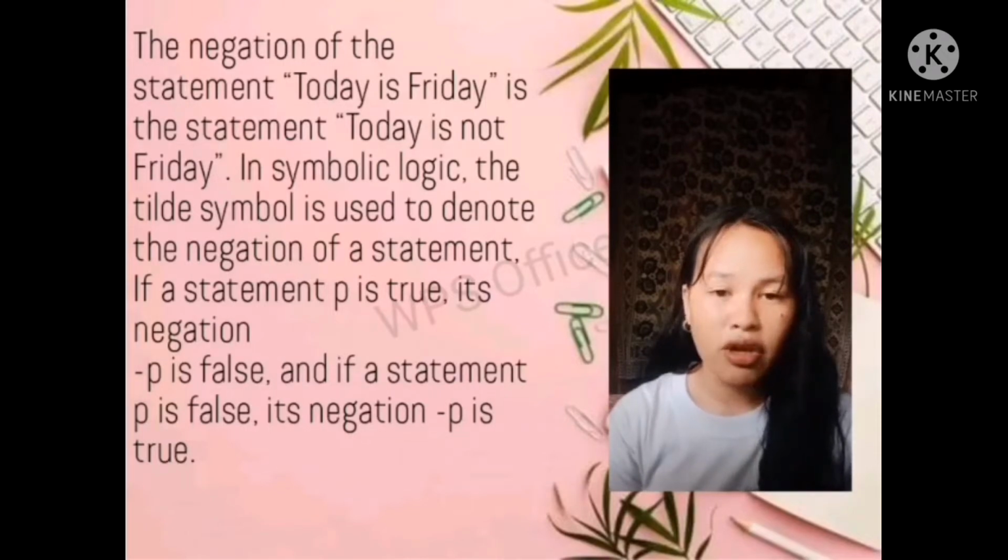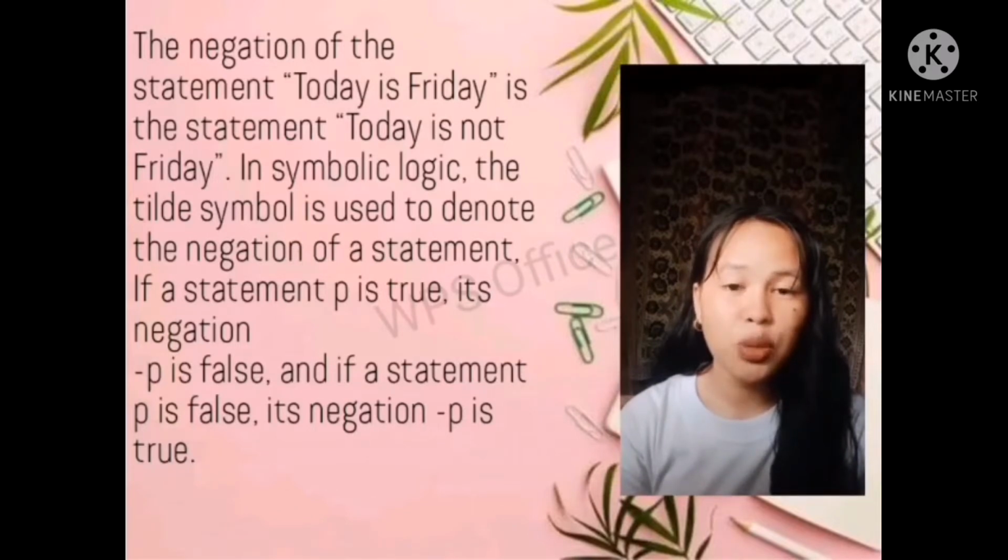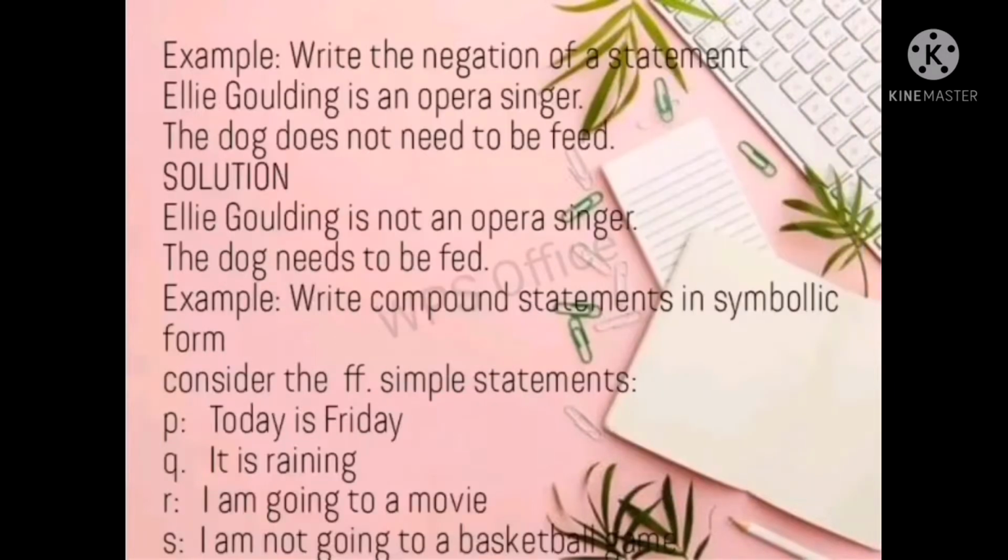In symbolic logic, the tilde symbol is used to denote the negation of a statement. If a statement P is true, its negation is false. And if a statement P is false, its negation is true. Here are some examples. Write the negation of each statement. "Ellie Goulding is an opera singer." "The dog does not need to be fed." So the two statements are written in positive and negative form. The solution is, "Ellie Goulding is not an opera singer." "The dog needs to be fed."